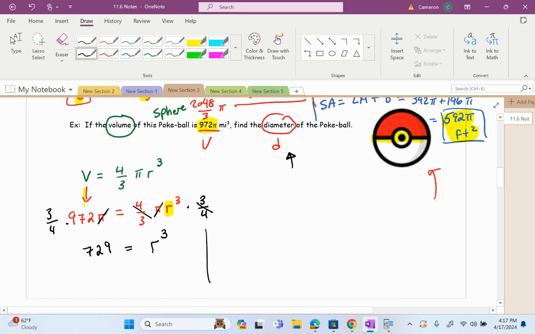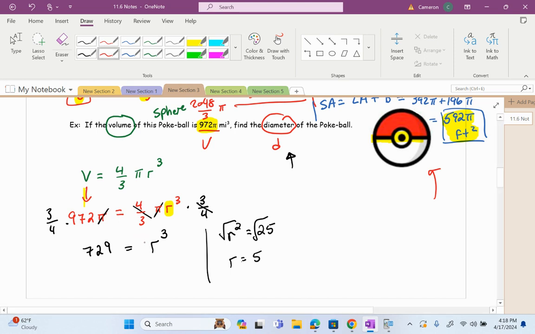So now think about it this way. Let's say you had something like r squared equals 25. In the past, we've taken a square root of both sides to solve that, and we would have gotten 5 and maybe -5 depending on the problem. Here, we can't take a square root because we have a power of 3.